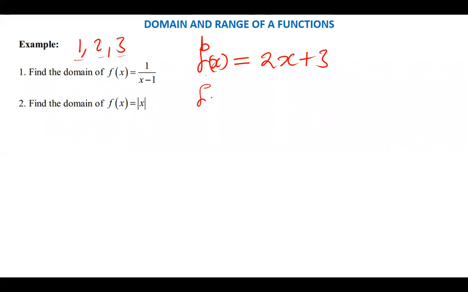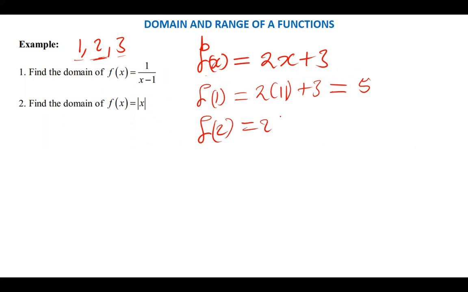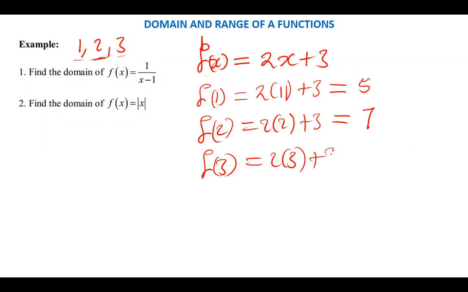So if I find f of 1, the answer will be 2 times 1 plus 3, which is 5. If I find f of 2, the answer will be 2 times 2 plus 3, which is 7. If I find f of 3, this will be 2 times 3 plus 3, which is 6 plus 3, the answer will be 9.